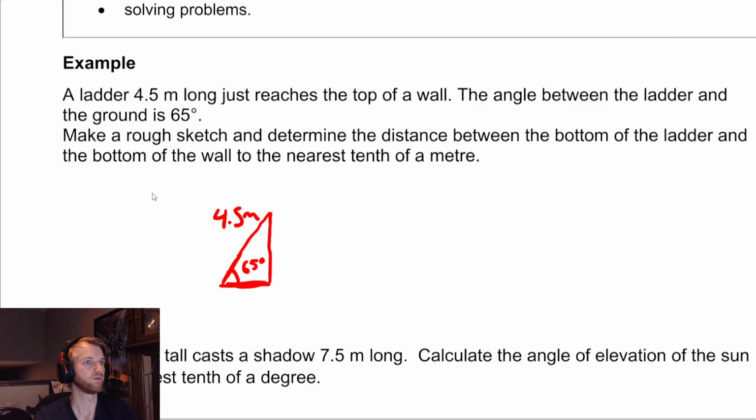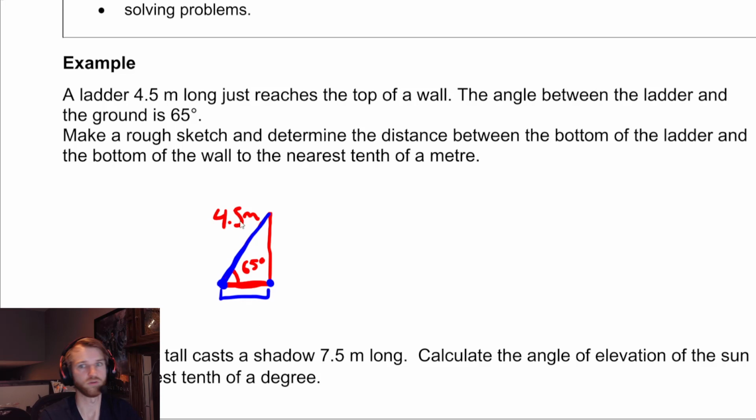Now it says make a rough sketch and determine the distance between the bottom of the ladder and the bottom of the wall to the nearest tenth of a meter. So the bottom of the ladder is right here. Okay. I'm going to draw the ladder in blue just so it's a little bit more clear. Okay, so there's our ladder, and this is the bottom of the ladder right there. The bottom of the wall is right here. So it wants to know what's the distance between the bottom of the ladder and the bottom of the wall.